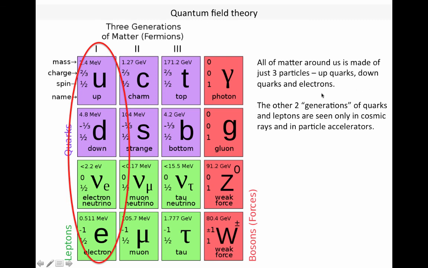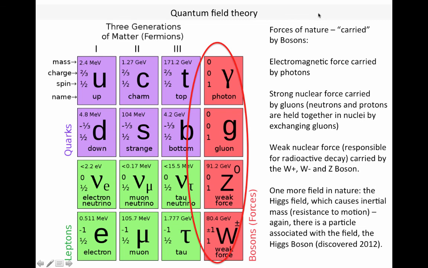Now, all of matter around us is actually made up of only 3 particles: up quarks, down quarks, and electrons, which are all from this so-called first generation of fermions. There exist these other 2 generations of particles that we only ever see in cosmic rays and particle accelerators. And it's somewhat unknown why that is, why matter is only made up of this first set of particles.